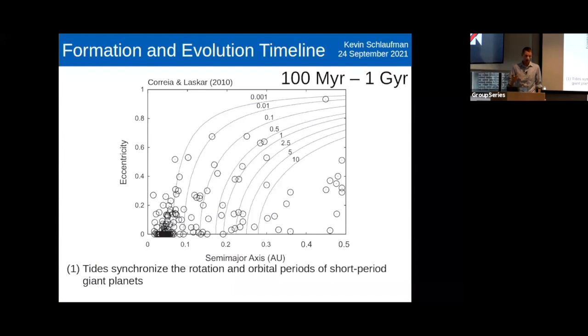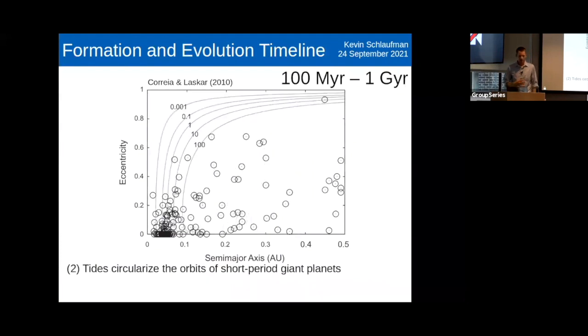And if one could look at younger systems, one might be able to see this process happening, perhaps see the differences in the atmospheric circulation in detailed atmospheric modeling. So the next thing that tides do is they circularize orbits.